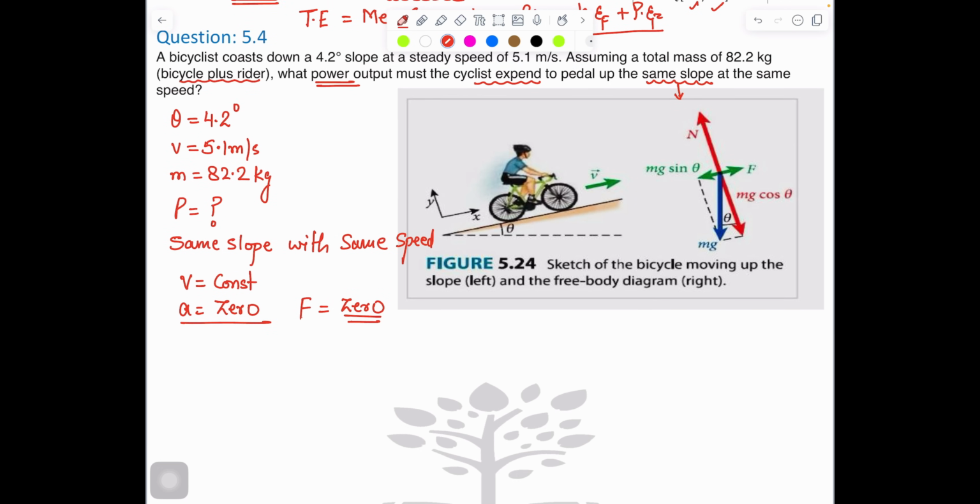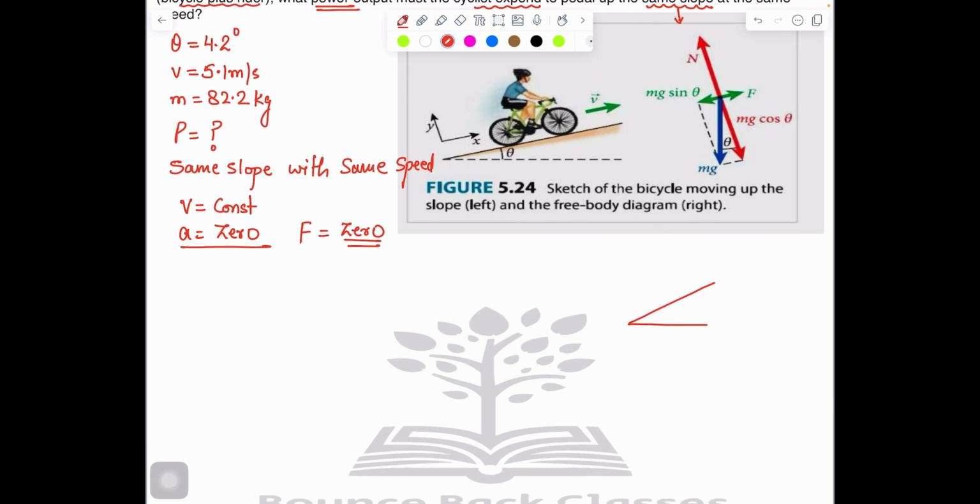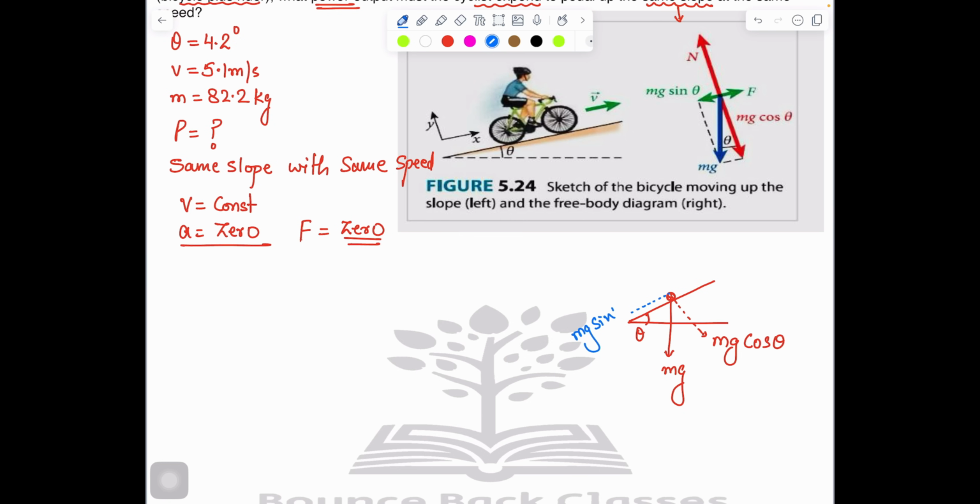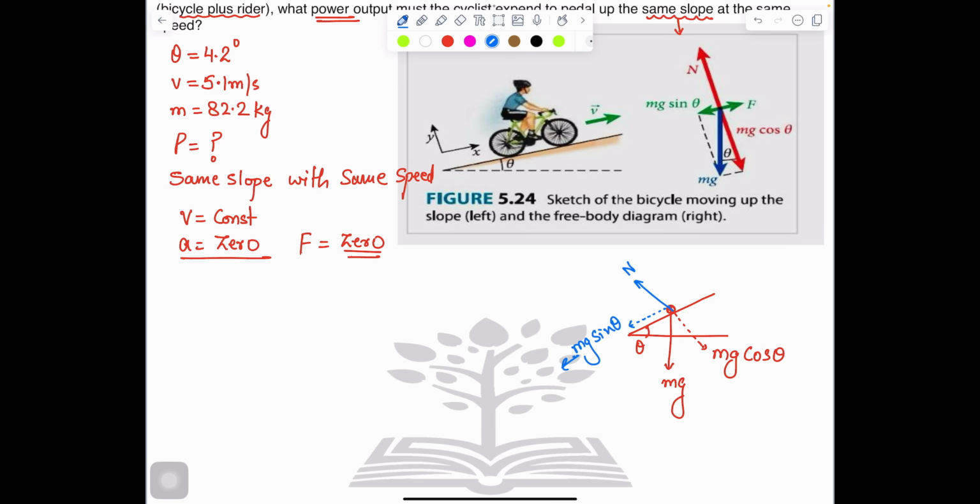What you need to understand in this is something very important. Let's say this is your cyclist here. First part you should know, this is the mg. If you break it, here is your angle theta, mg cos theta. Now here we have mg sine theta. And we have the normal, exactly up. This is your normal. Now the mg is going down, yes or no? Force applied is going up. So we understand from this diagram, F is equal to mg sine theta. They balance each other, yes or no?